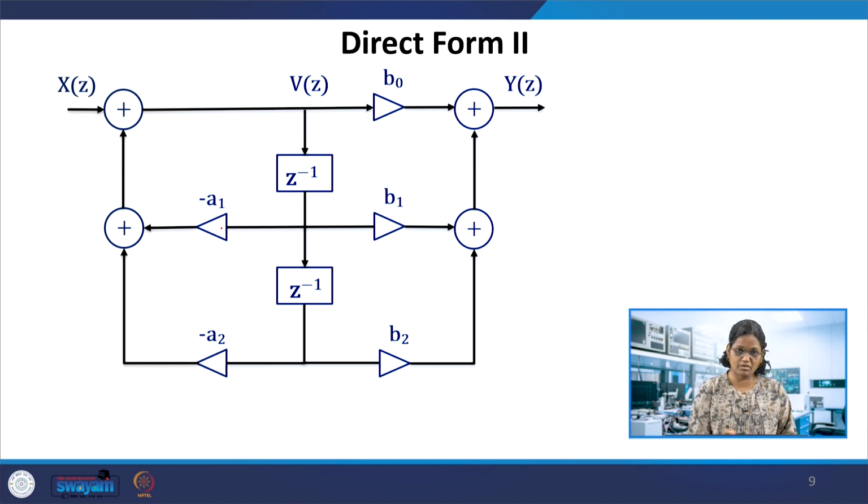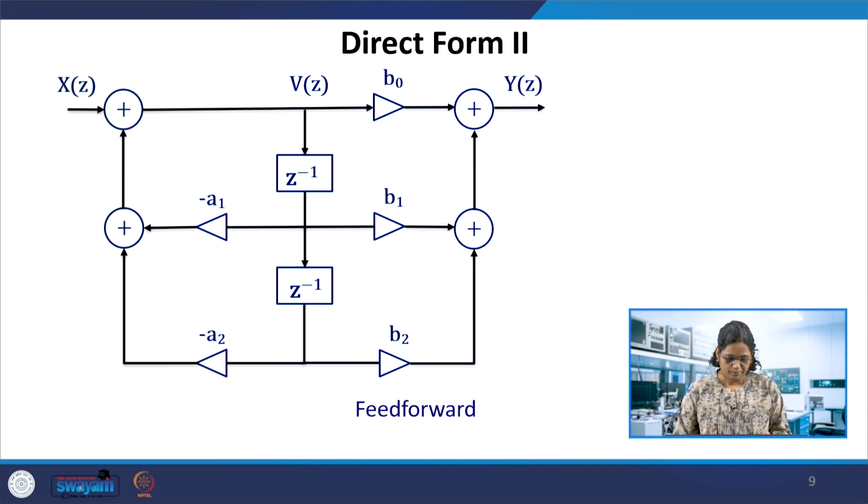So as we have seen in FIRs also, each coefficient needs to be multiplied by the input. Like the delayed output here, this v of z should be multiplied by the coefficient and added to it. So the number of adders, multipliers and delays depends on this. Delays are reduced in this form compared to direct form 1, with feed forward and feedback coefficients.